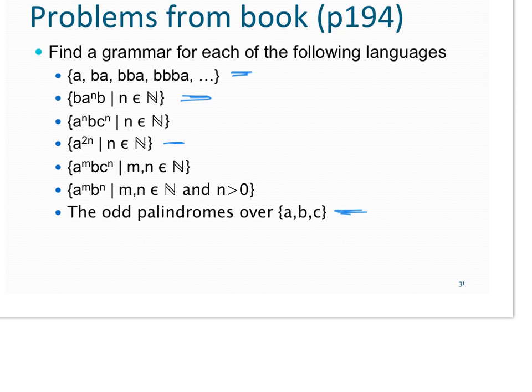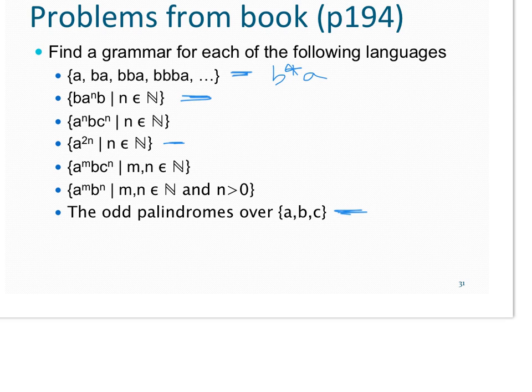Okay. The first one looks like it's strings that always have an A in it, and then it has 0 or more B's in front of it, right? So this is actually represented by the regular expression B star A.